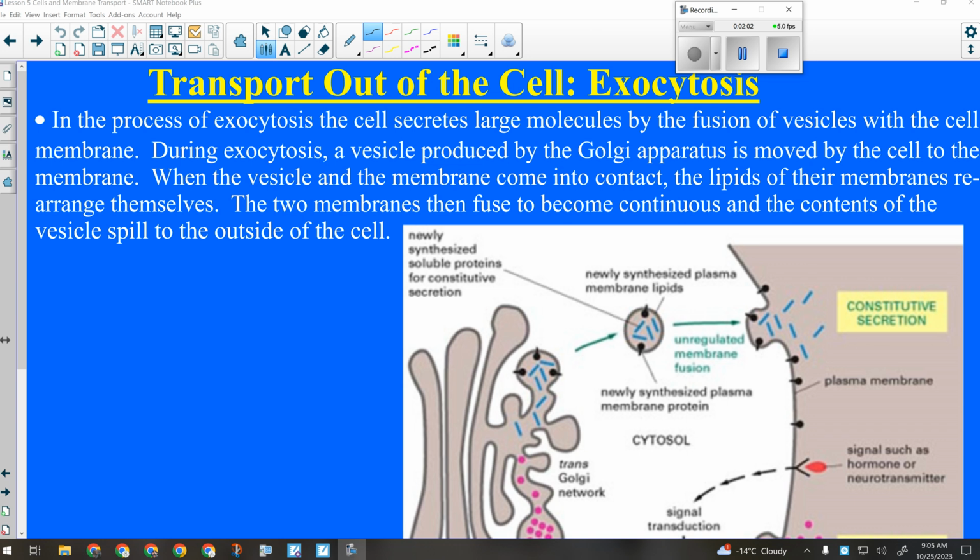So what the cell does instead is it changes the shape of the membrane and engulfs the material if it's taking it in. If it's trying to get rid of something big or really large amounts of something quickly, then a vesicle will move from the Golgi apparatus to the membrane. Remember that vesicle is made of the same materials as the membrane. So once it gets to the membrane, it just merges with it and just kind of pops open, and whatever was inside is now out.